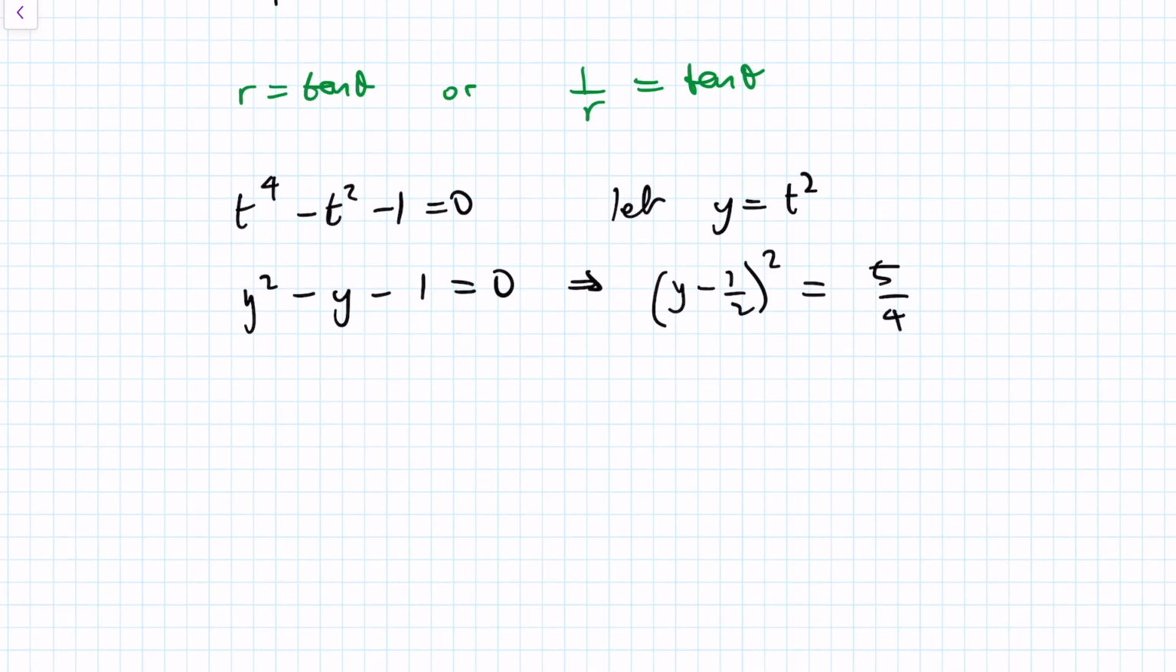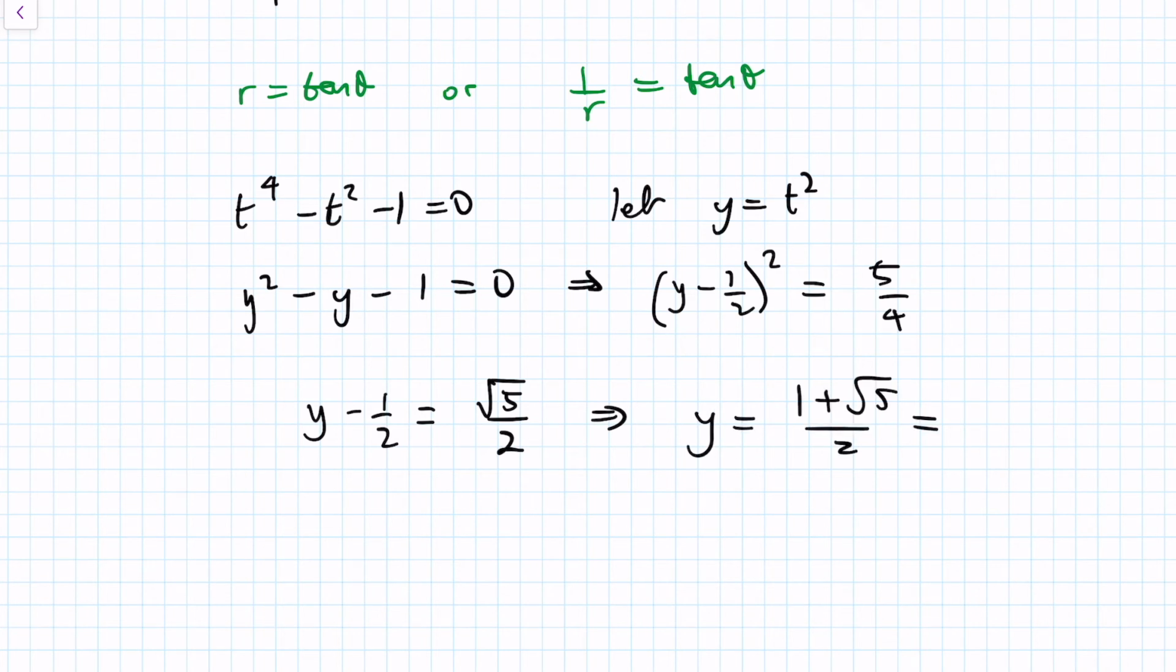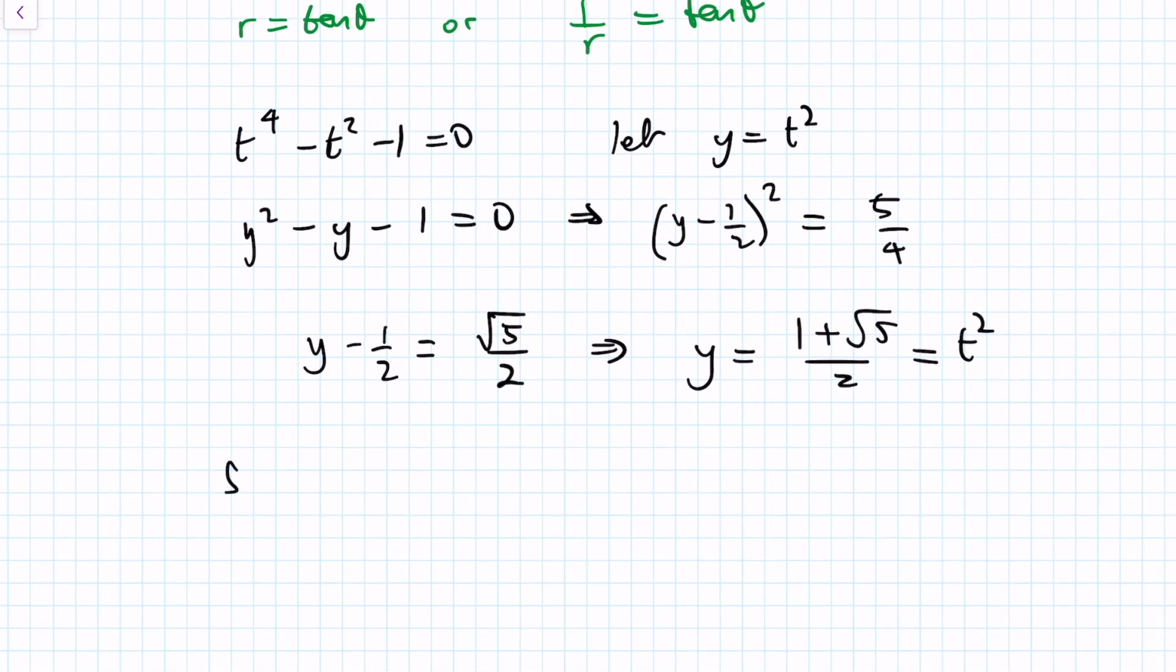Now I'm going to take the square root of it, but notice since y is equal to t squared, y has to be a positive number. So I'm just going to say y minus a half is equal to not plus minus, but just plus root 5 over 2. So that implies y is equal to 1 plus root 5 over 2, which is equal to t squared from the definition of y. So t is equal to square root of 1 plus root 5 over 2.